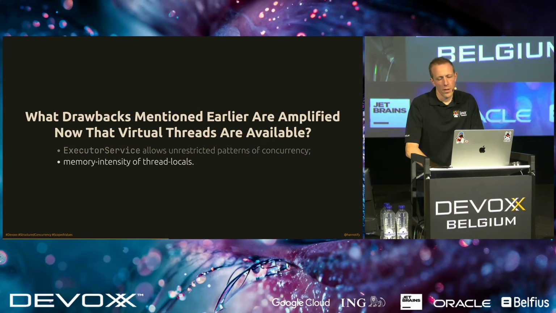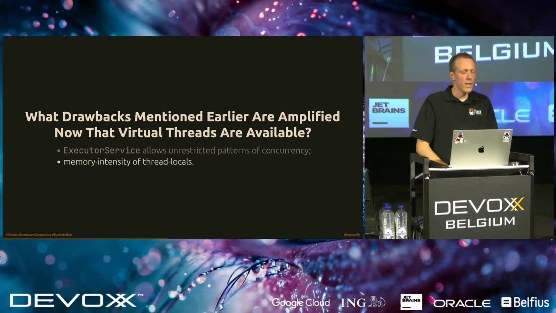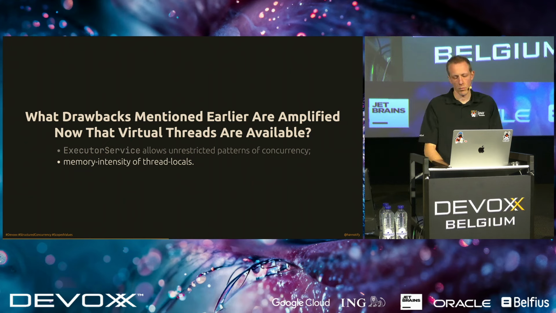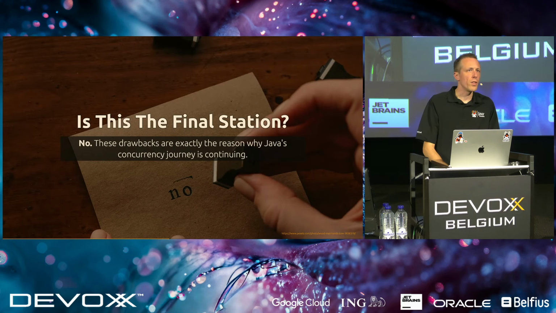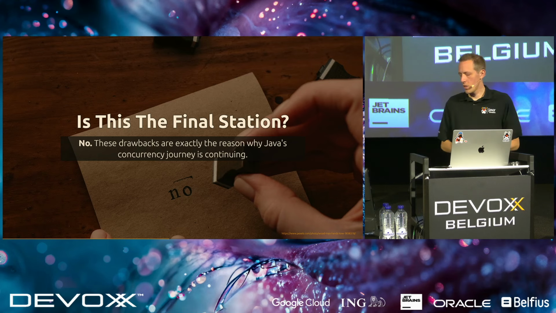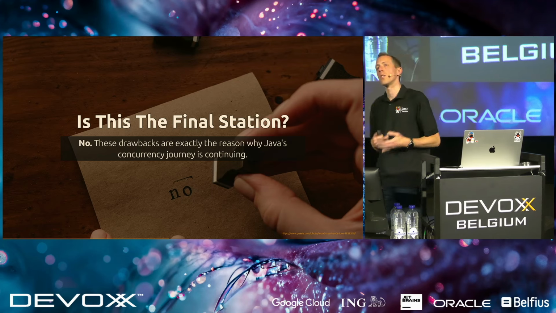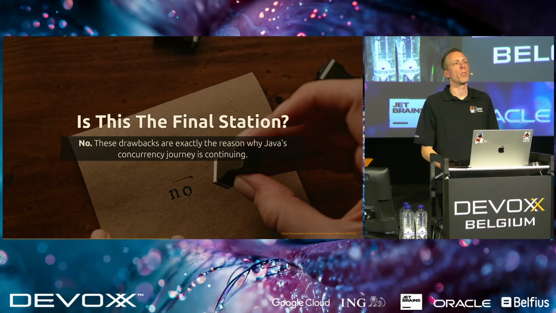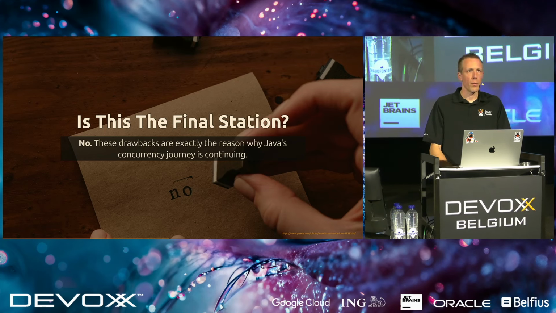And secondly, the memory intensity of thread locals is a risk, like I already said. A construct that uses less memory for the same thing would also be beneficial. The question, is this the final station, is a rhetorical one, because the developments in the Java language in the field of concurrency are specifically targeted towards these two questions. How can we make sure that threads can be coordinated in a structured way, and how can we solve the issue of memory intensity when we are having access to millions of threads?